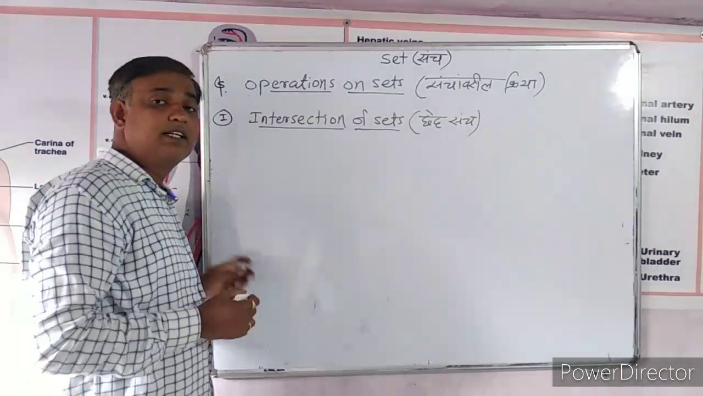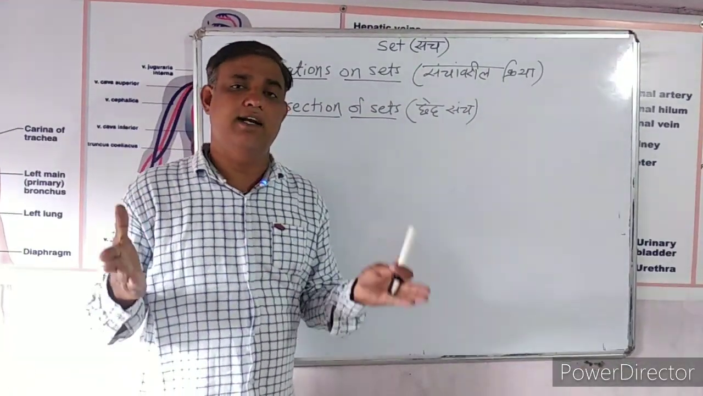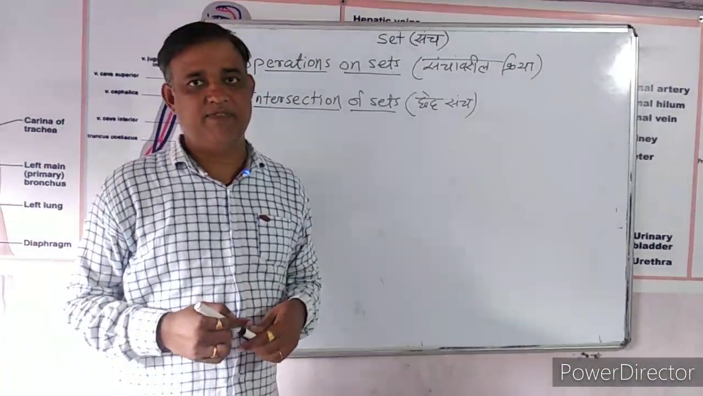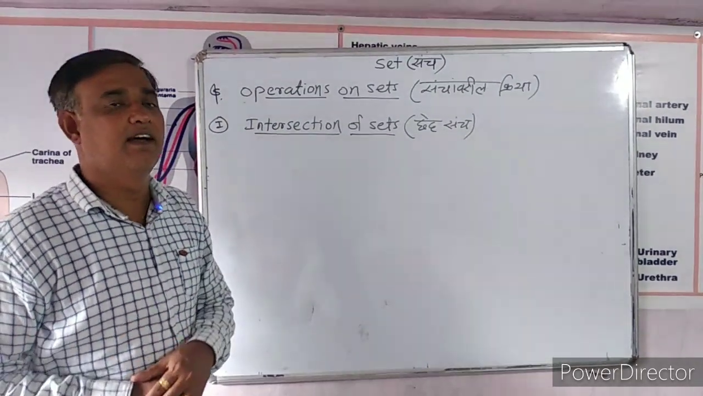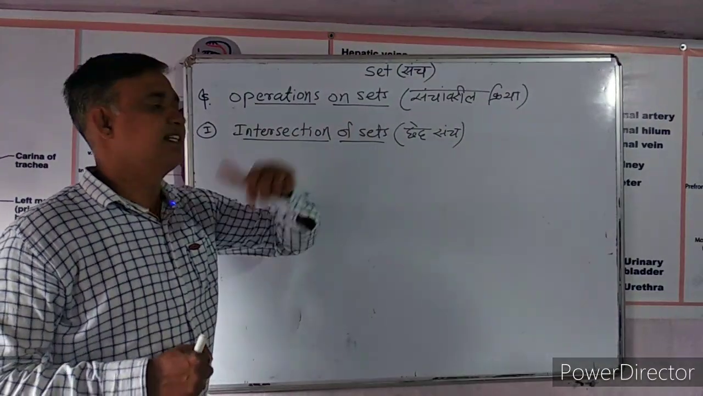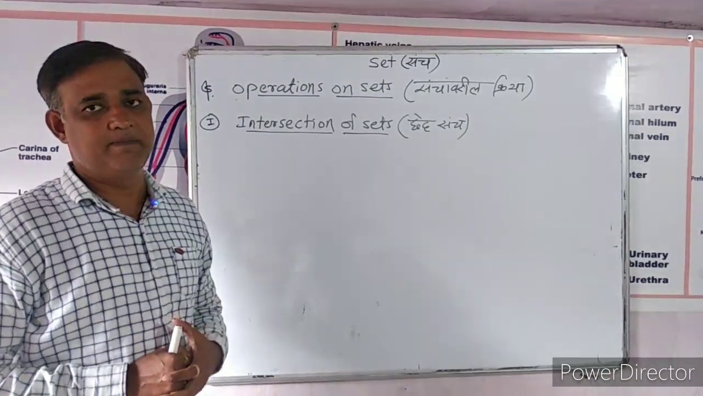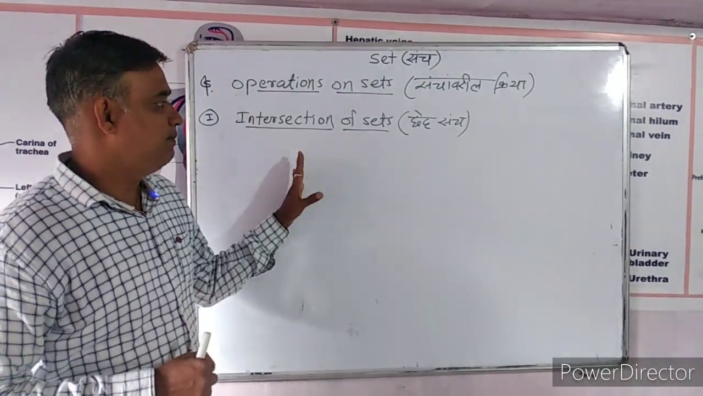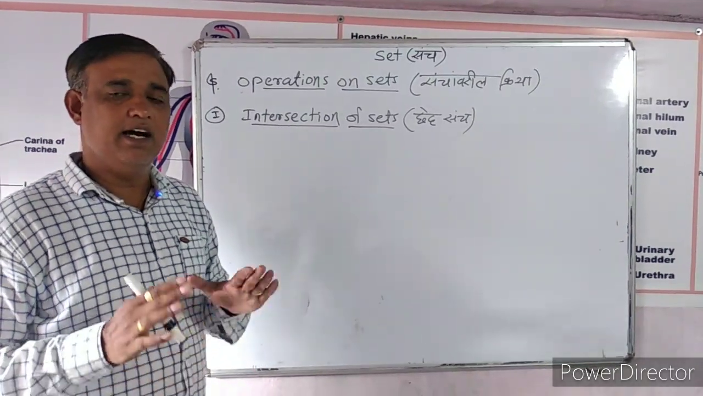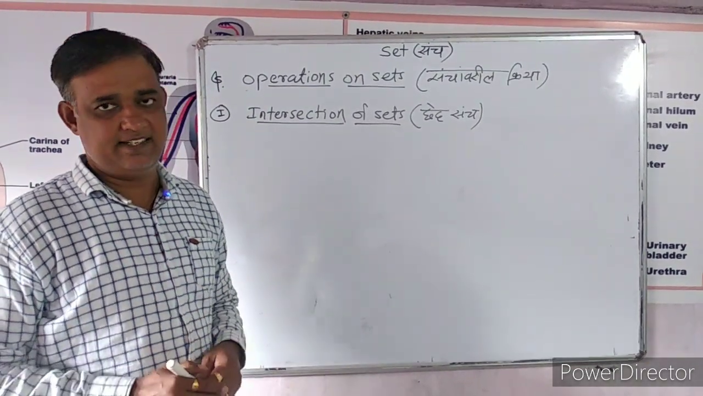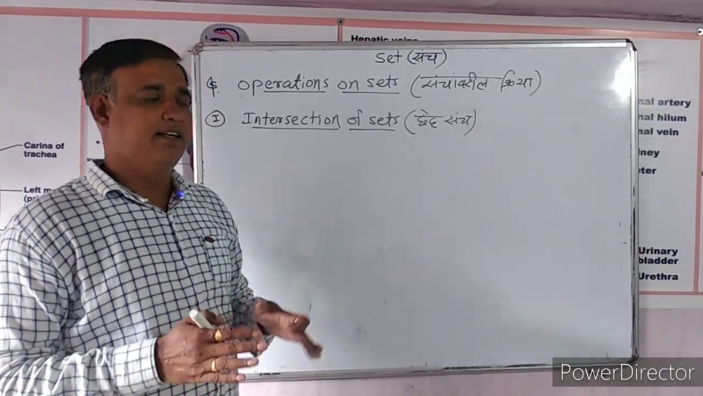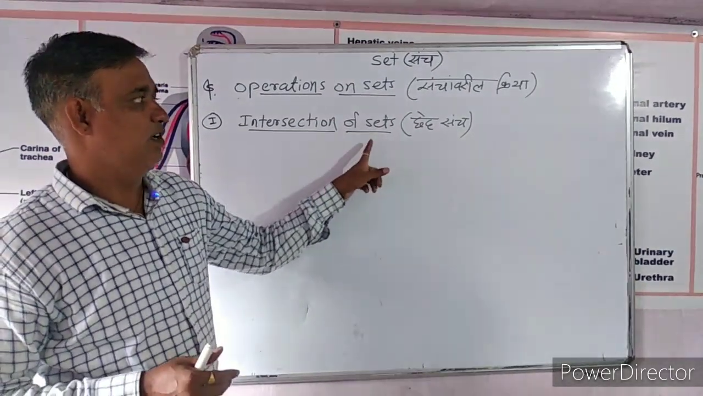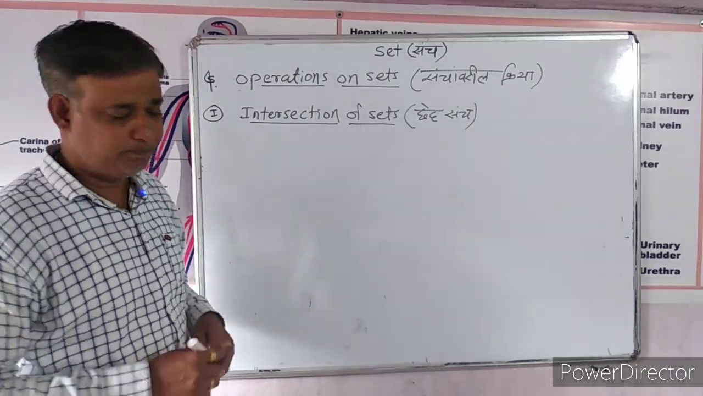What is intersection of sets? Suppose A and B are two non-empty sets. Then the set of common elements of A and B is called the intersection of sets A and B. Listen carefully. If set A and set B are two non-empty sets, then the set of common elements of A and B is called the intersection of sets A and B.